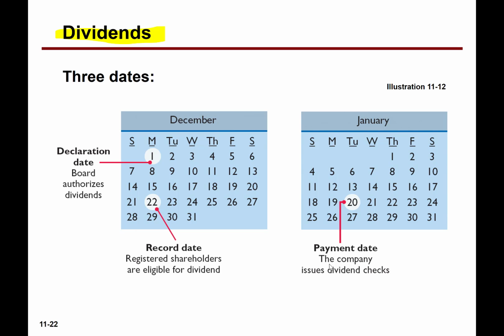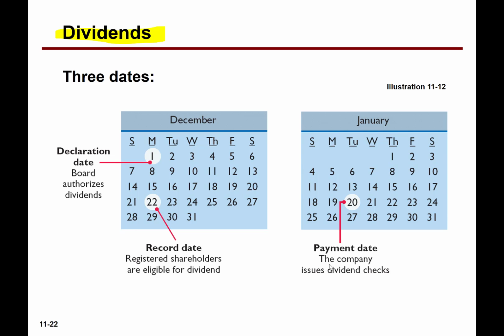Then we have the record date. The record date is the date that we note who holds that stock, and that dividend will be paid to that individual regardless of who holds the stock on our payment date. Say I'm holding a share of stock, and they declare a dividend on December 1st. I go ahead and sell that stock to Carl. When I sell that stock to Carl, and that's before the 22nd, who will they pay the dividend to? They'll pay the dividend to Carl.